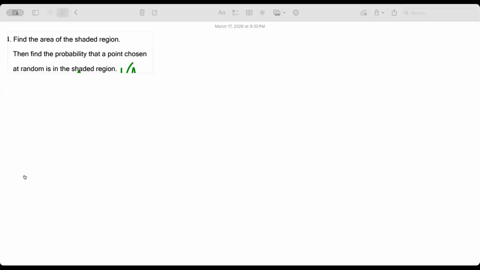So geometric probability will all be similar to this. I'll share the worksheets too for this one.